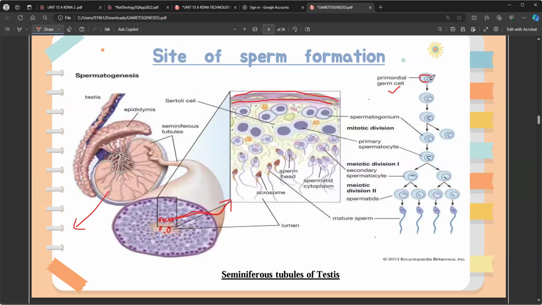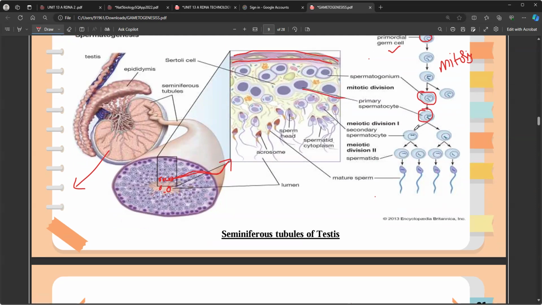Now, this primordial germ cell first undergoes various mitotic divisions, and finally, friends, it gets differentiated into the primary spermatocyte. Now, that primary spermatocyte undergoes meiosis 1, giving rise to the secondary spermatocyte. The secondary spermatocyte further undergoes the reductional division, meiosis 2, which gives rise to the spermatids.